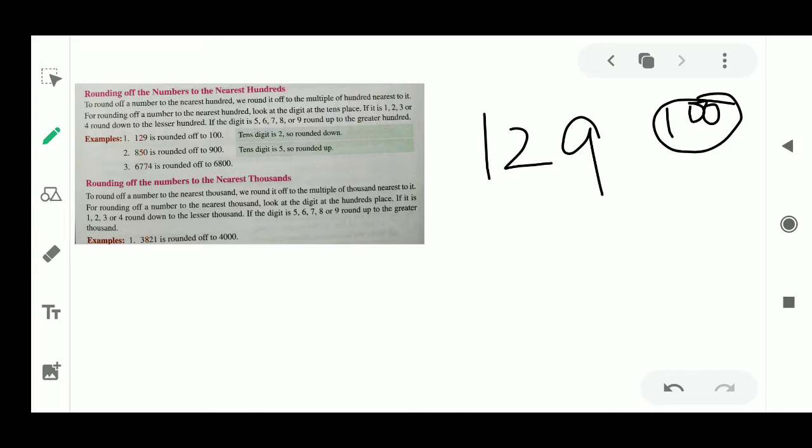Next, we will round this number to the nearest 100. Just take one example, 129. So round up to the nearest 100. We will read like this: ones, tens, 100. So here is 100, so circle it. Now put one arrow.